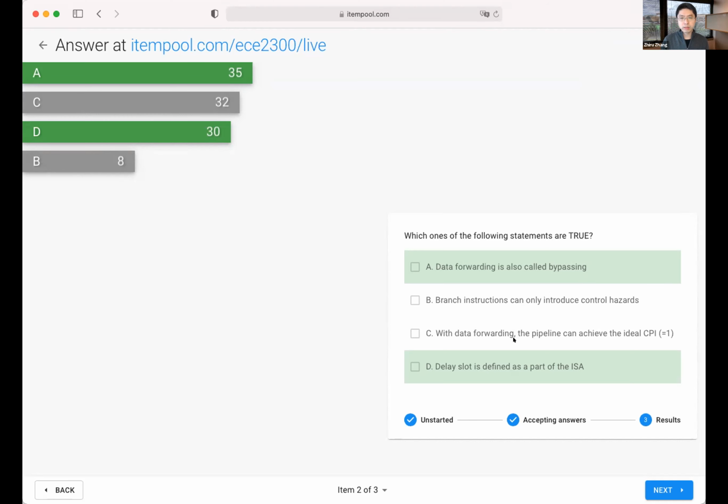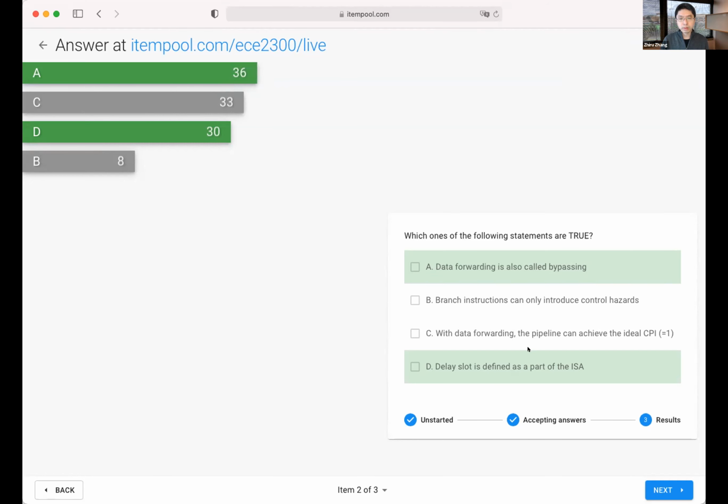Third one, with data forwarding, the pipeline can achieve the ideal CPI. This is actually not true because there are still cases where we have to insert bubbles, and we're going to look at those cases. I think we briefly touched on some of those last time, but we'll see a lot more of those. Even with data forwarding, we still have to stall the pipeline.